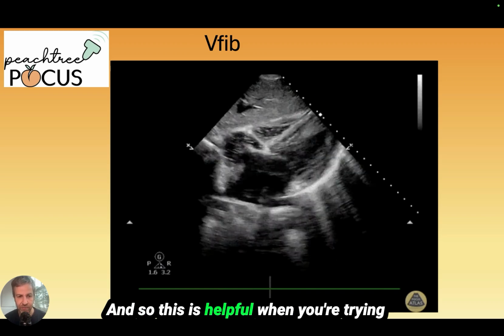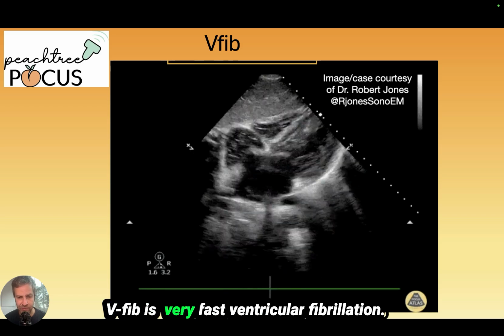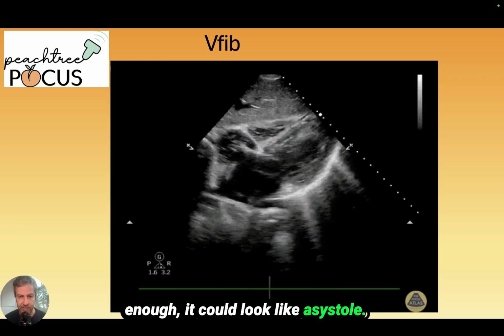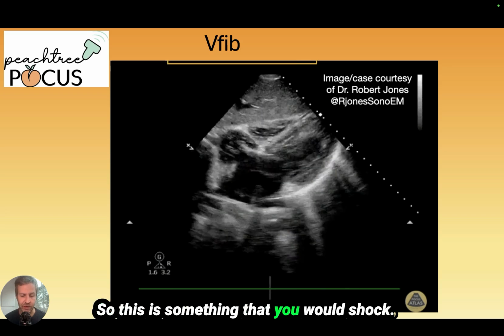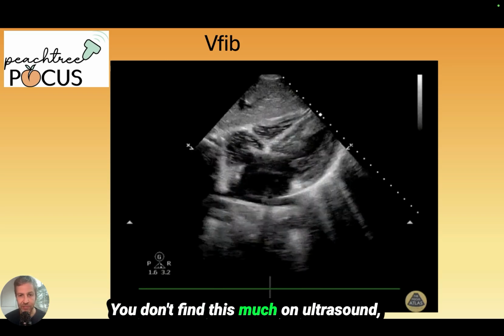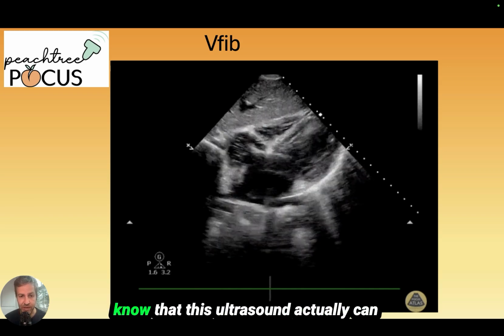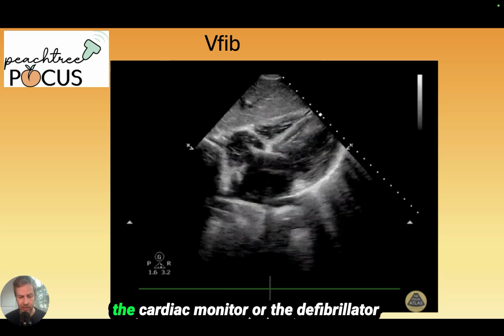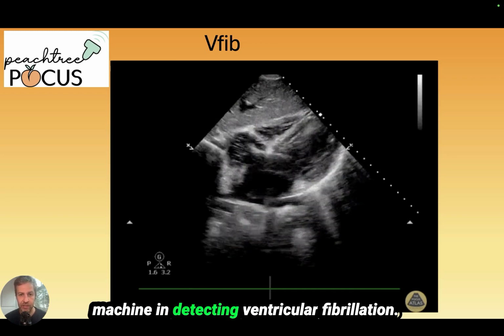And so this is helpful when you're trying to differentiate asystole from fine VFib. Fine VFib is very fast ventricular fibrillation. And sometimes if you don't look carefully enough, it could look like asystole. But if you look at the heart, you can see that it's obviously fibrillating. So this is something that you would shock. You don't find this much on ultrasound because it's not that common to have this fine VFib. But if you see something like that, know that this ultrasound actually can sometimes be better than the rhythm on the cardiac monitor or the defibrillator machine in detecting ventricular fibrillation.